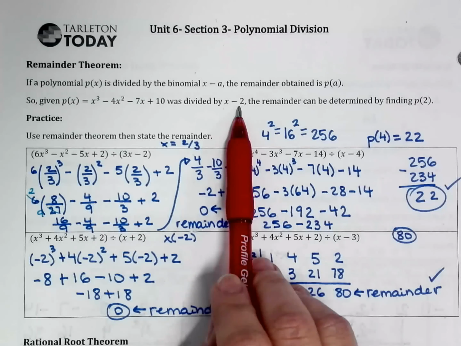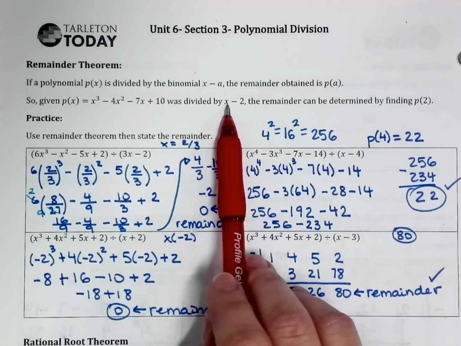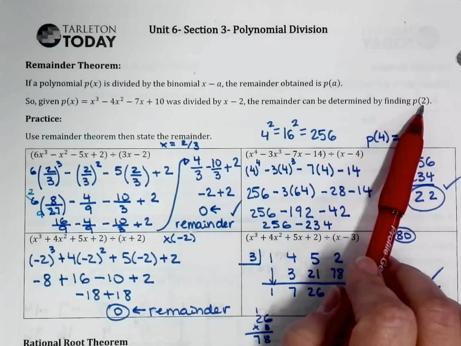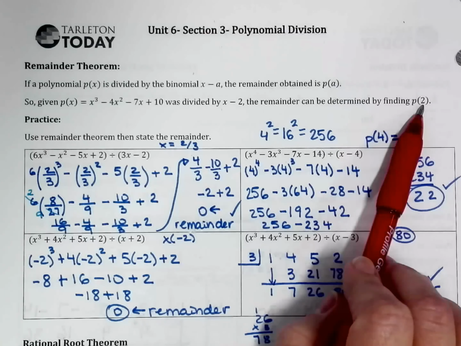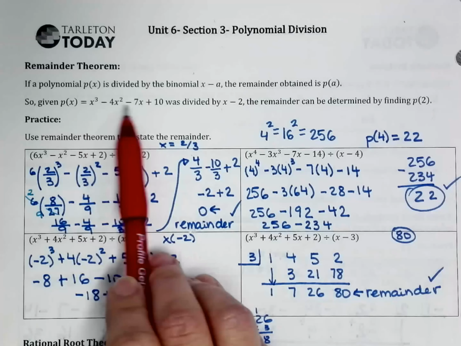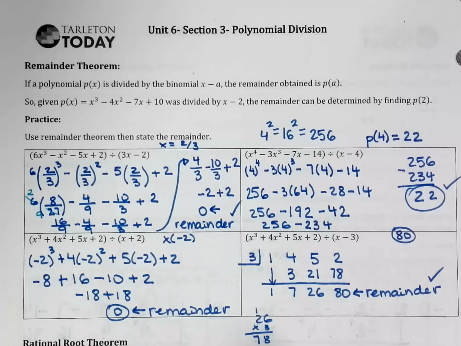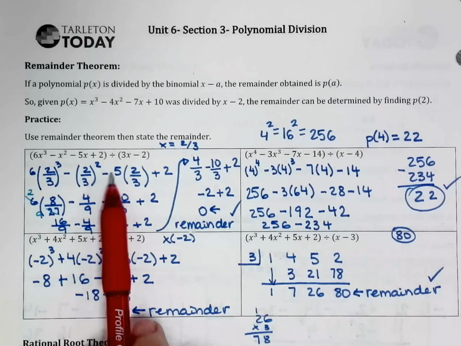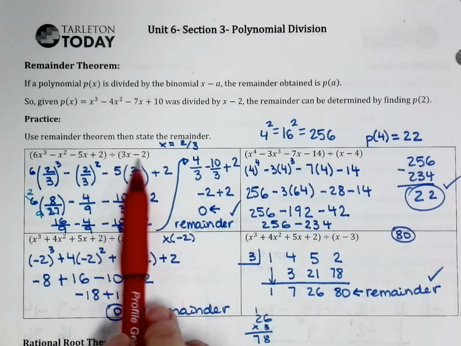Remember that here is the factor. So in the factor, if you set this up equal to 0, you're going to get x equals 2. That's where this 2 came from. And the remainder theorem says if you plug in this 2 right there for x, you're going to get the remainder. That's what I did right here on the first one.